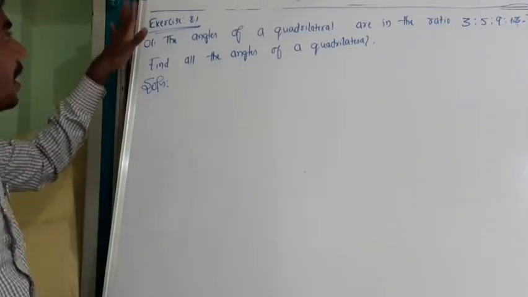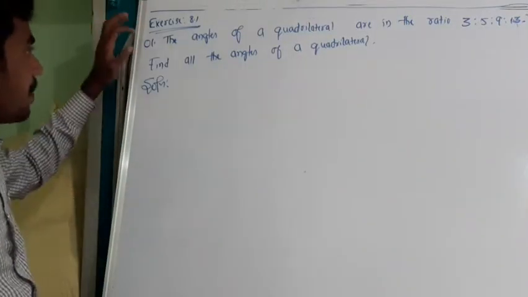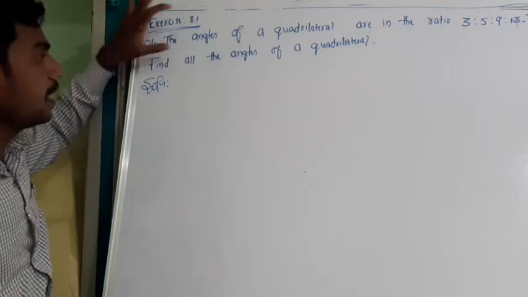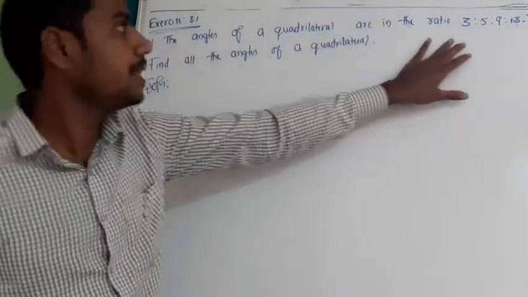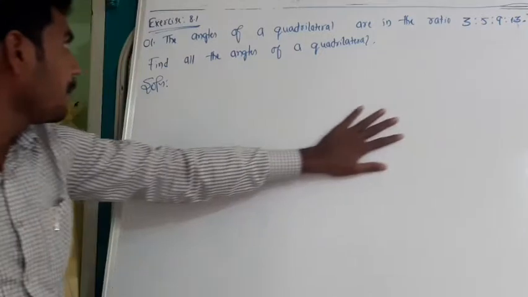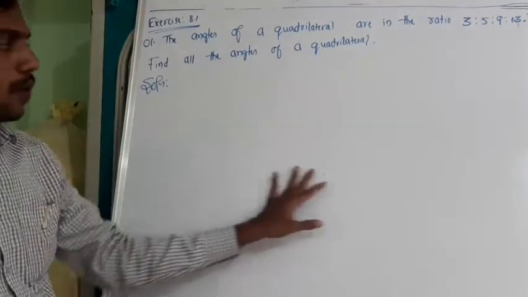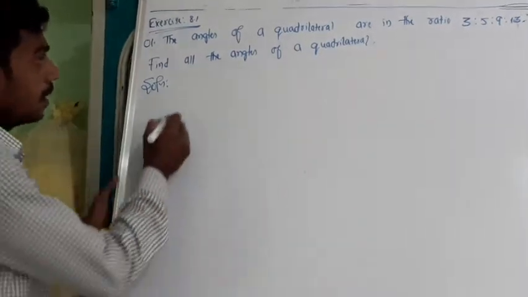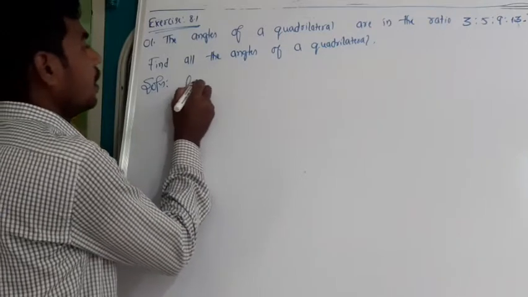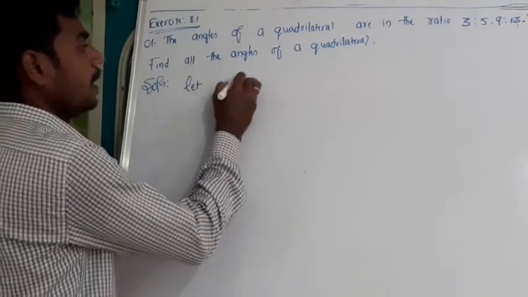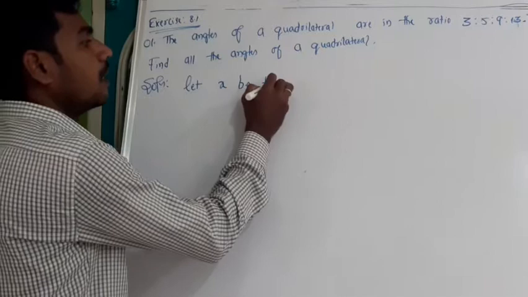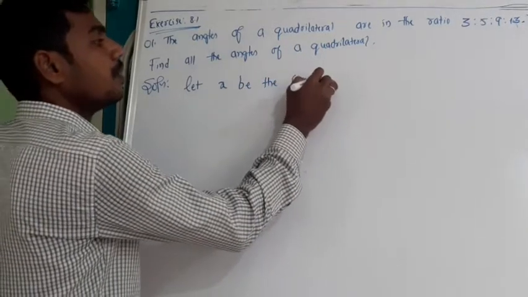I will start with exercise 8.1. First question. The angles of a quadrilateral are in the ratio 3:5:9:13. Find all the angles of the quadrilateral. See, let x be the common ratio.